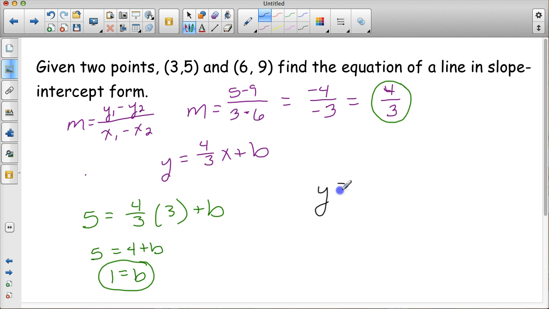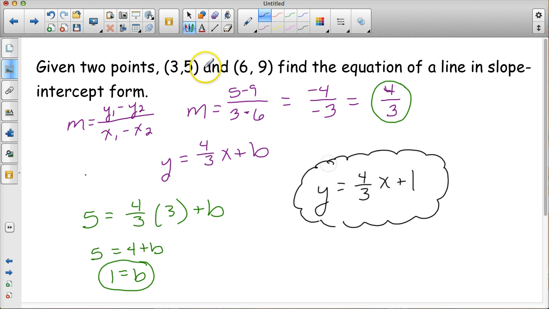That equation is y equals my slope, 4/3, times x, plus my y-intercept, which is 1. So this is the equation of my line that contains the point (3, 5) and the point (6, 9). Again, use the pause button if you're still a little confused.